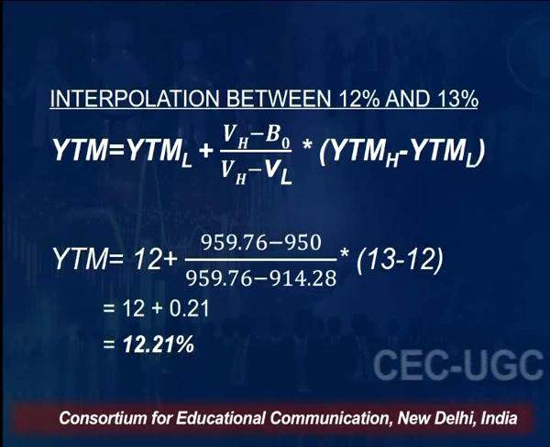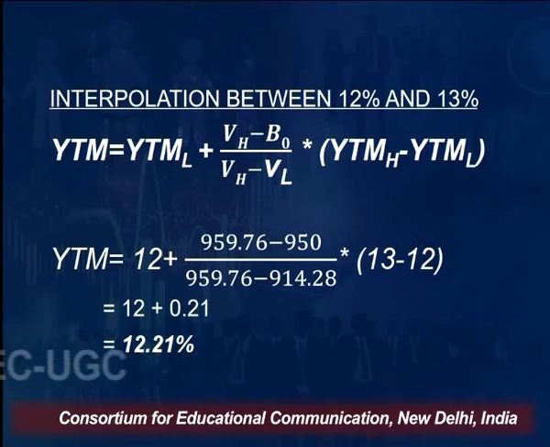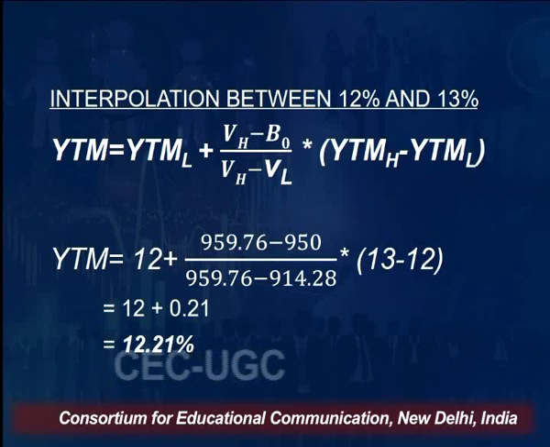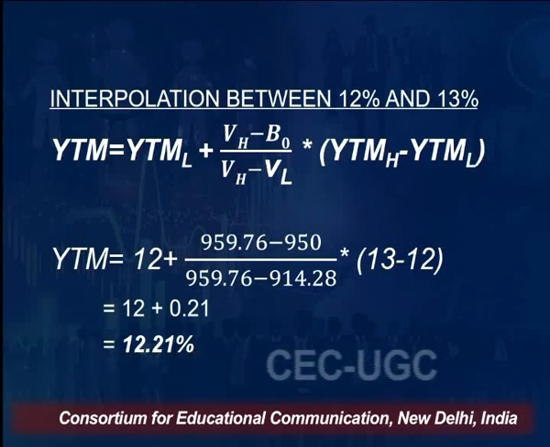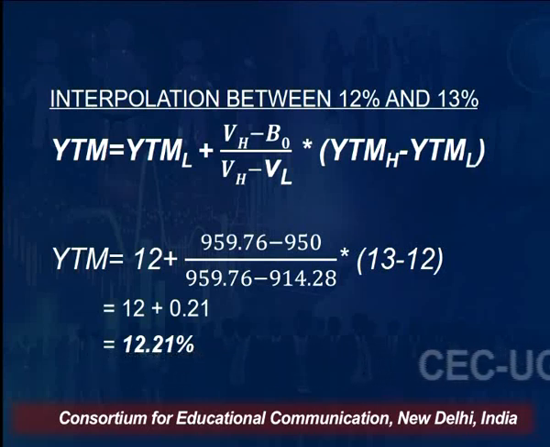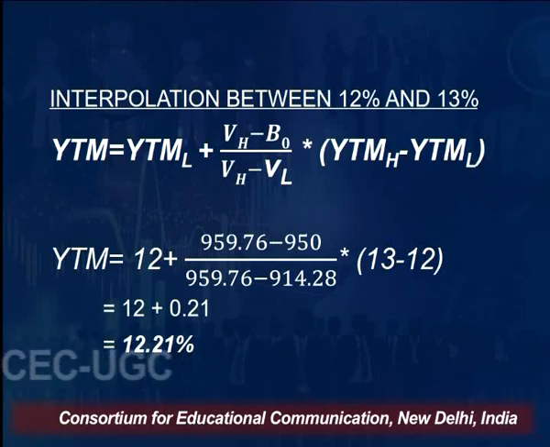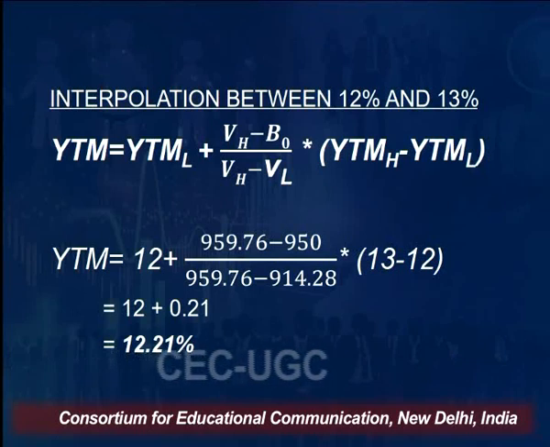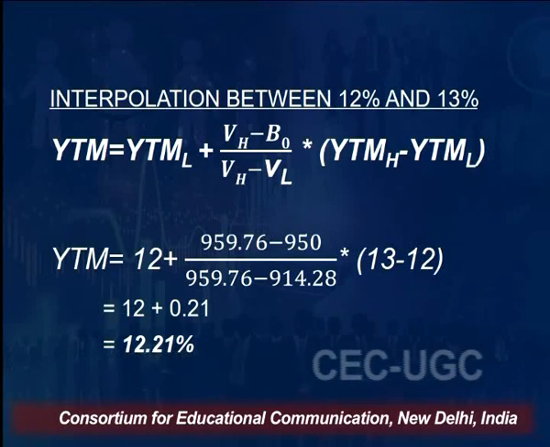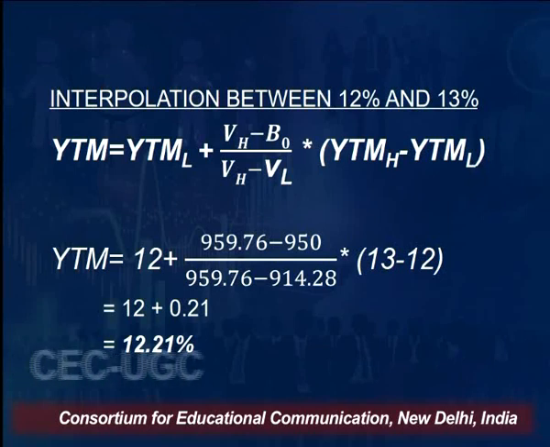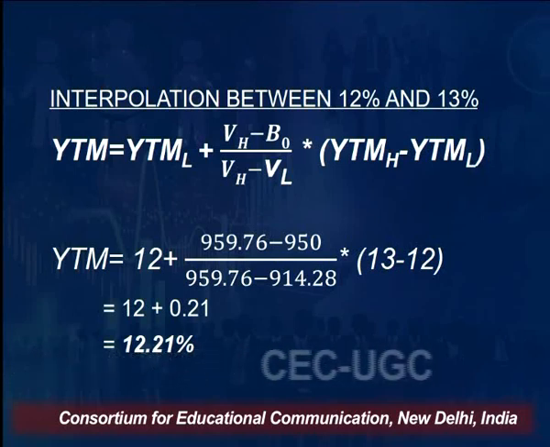And the current price is 950, B0 is the current price of the bond, divided by higher value minus lower value. Higher value is 959.76, which we tried with 12%. When we tried 13%, this comes to be 914.28 in our example, right? So higher value minus lower value, multiplied by higher YTM minus lower YTM. Higher YTM is 13%, lower YTM is 12%.